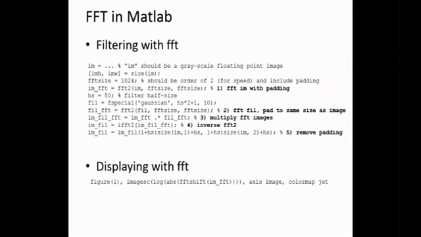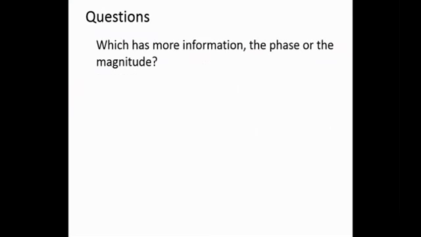OK, so I already went through this, but you can look at it more on your own. So one question is, what do you think has more information, the phase or the magnitude of the image? So far, I've just been showing you the log amplitude images, which are kind of nice to look at and intuitive. What do you think really contains the signal of the image? How many people think that the amplitude has more information?